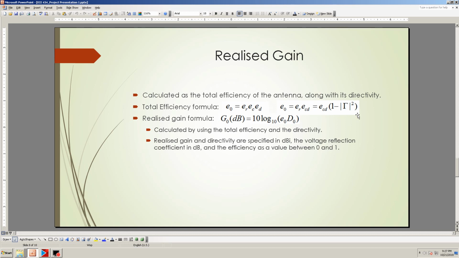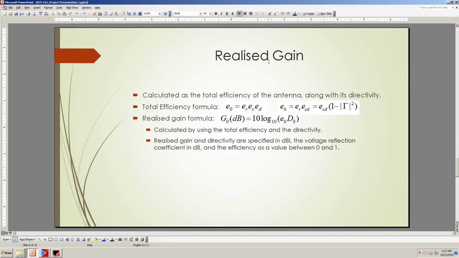So one of the gains that was being talked about in our lectures, and what we have been taught very specifically, is the realized gain, which is calculated by considering the total efficiency of the antenna along with its directivity. The total efficiency of the antenna is considered as the losses due to reflections at the input terminals, as well as losses within the structure of the antenna.